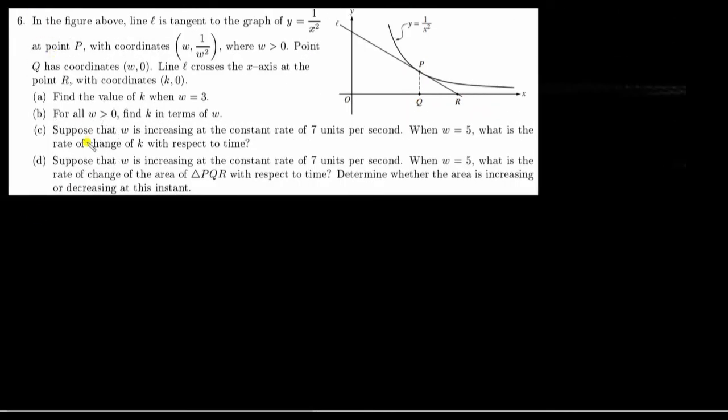Okay, so looking at part D now. Suppose that w is increasing at the constant rate of 7 units per second when w equals 5. What is the rate of change of the area PQR with respect to time? Determine whether the area is increasing or decreasing at this instant. Okay, so first, let us look at this triangle in a bit more detail, right? Let's draw a bigger picture of this PQR.